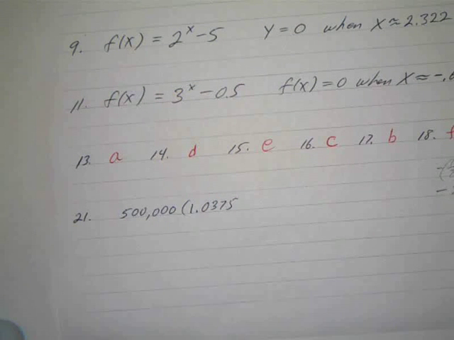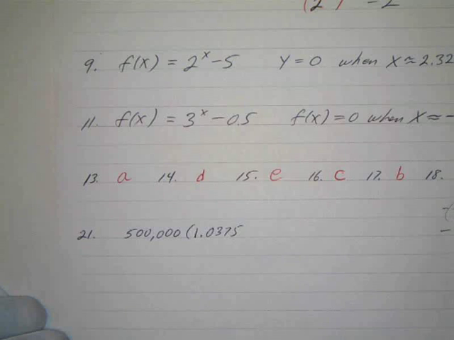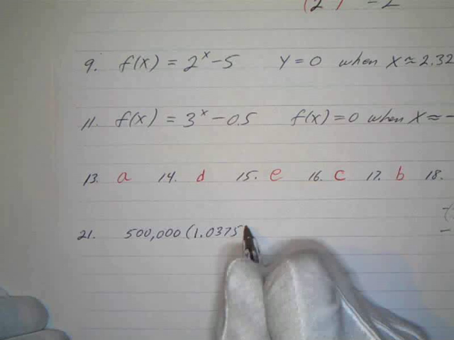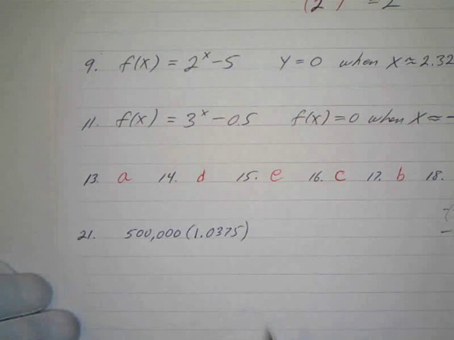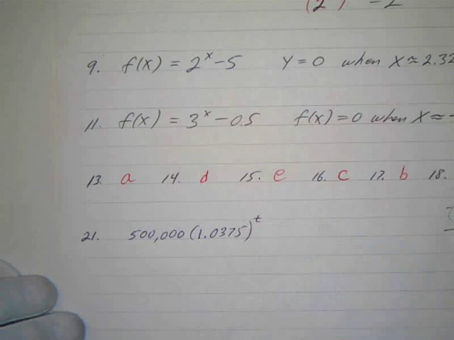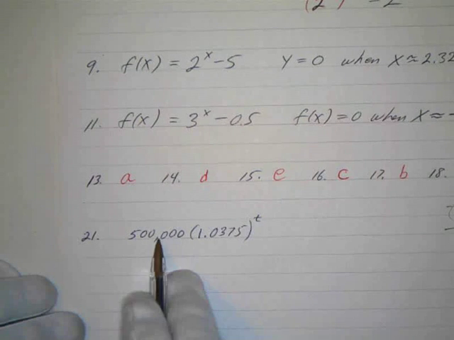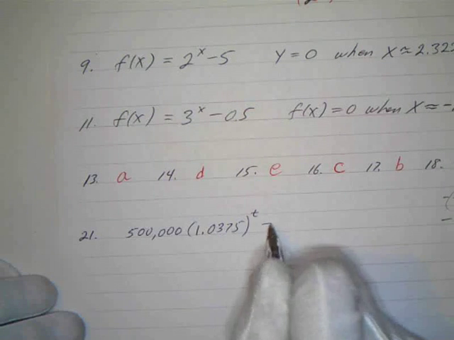So each year we're going to multiply it like that. Like if you have $100 and you get 5%, then at the end of the year you don't have $5, you have $105. You multiply it by 1.05 and you get $105. So you multiply it by 1.0375 for every year. And we want to know how many years we're going to do that, so we can call that time, t. We'll multiply that again by this, and again by that, until we get 1 million.